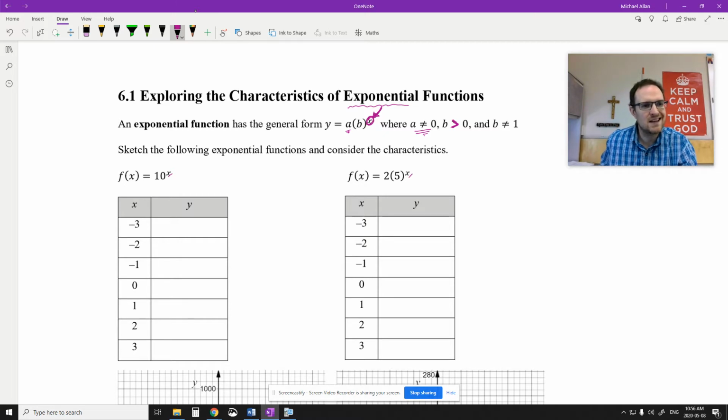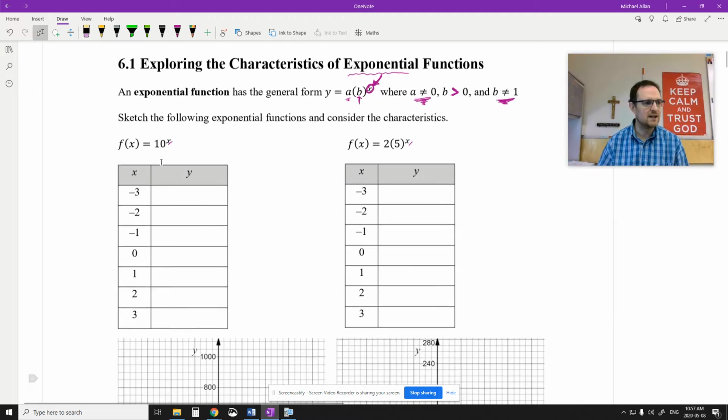And also b's cannot be 1, and the reason they can't be 1 is because 1 raised to the power of anything is just 1. So it doesn't really change. So again, it becomes a constant function because of that. So you just want to make sure that a is not 0 because we don't want a constant function. And then b can't be 1 because we don't want a constant function. We want this very distinctive shape of graph.